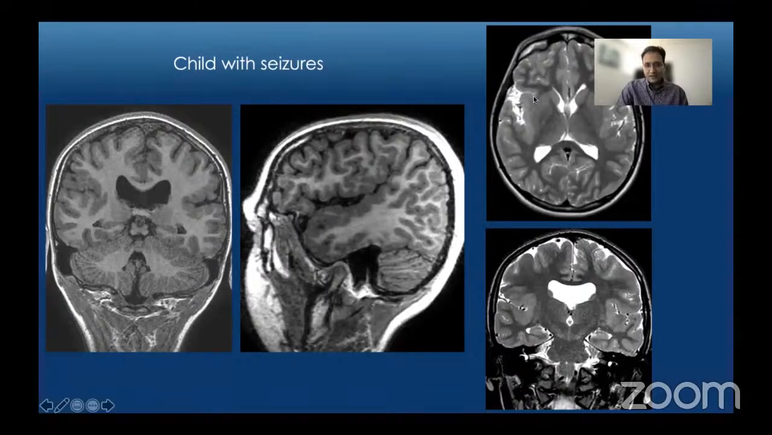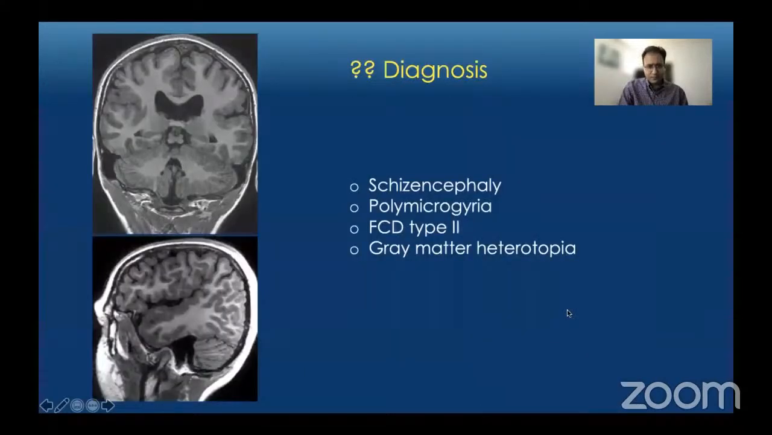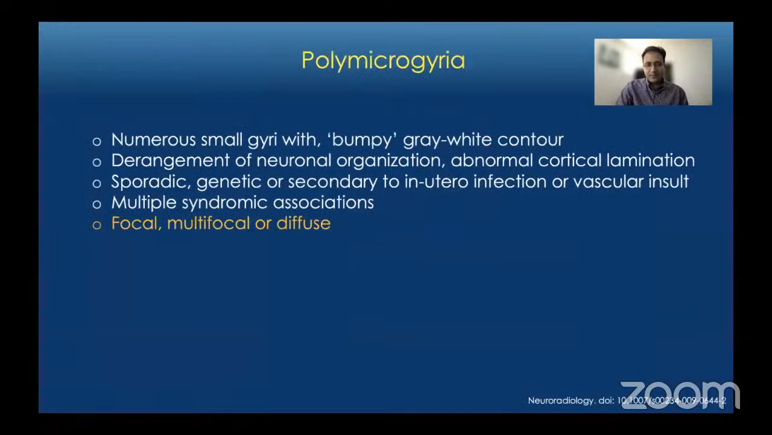Same findings on T2 weighted images. You see abnormally thickened and lobular cortex in bilateral perisylvian region. Also, there is absence of septum pellucidum. So what's the diagnosis? Is it schizencephaly, polymicrogyria? Is it focal cortical dysplasia type 2, or is it gray matter heterotopia? So this is an example of bilateral perisylvian polymicrogyria.